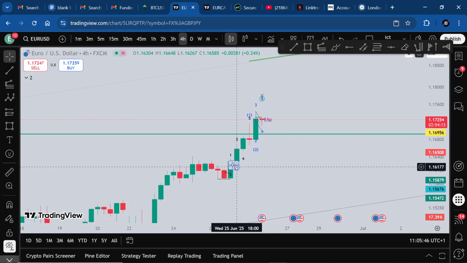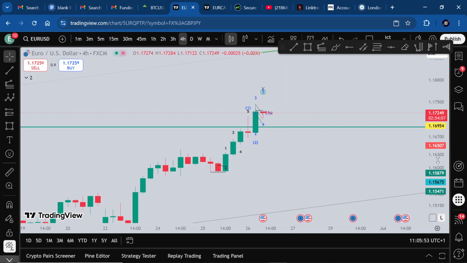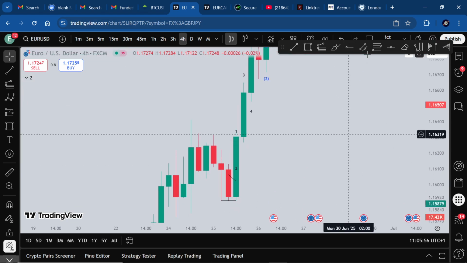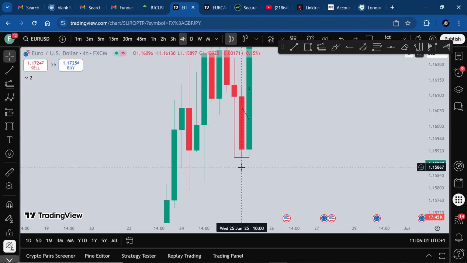Nearest order block that matters to me is, you can take this off. Just to note, there's some relative equal lows down here, but as you can see, the middle candle does actually take the low of the prior candle. It just about does. So that's my swing low, this candle here.